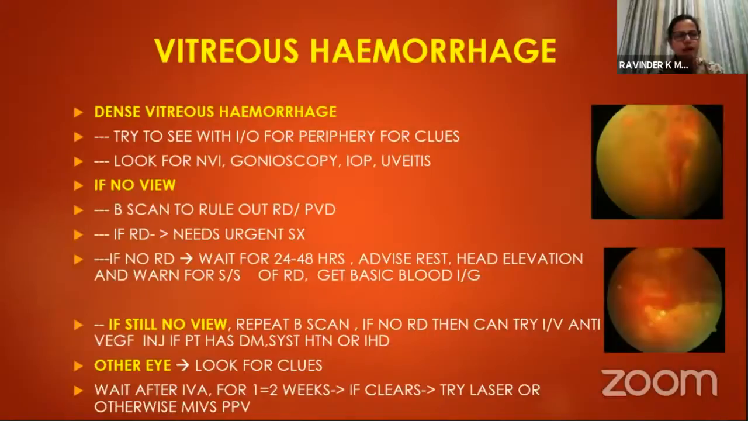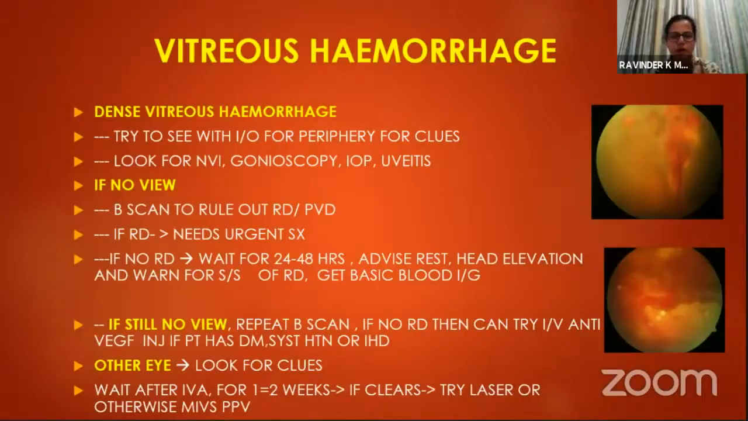So how to go about in a case of vitreous hemorrhage? First, we have to try to see the periphery with the indirect ophthalmoscope. If otherwise it is not visible, look for any clues, especially neovascularization of the iris, do gonioscopy, and rule out increase in intraocular pressure to have some clue regarding occlusion or neovascular glaucoma, and then any evidence of uveitis in the anterior segment or in the other eye. If there is no view, then we need to do a B scan to rule out RD or PVD. If there is RD, obviously the patient needs urgent surgery.